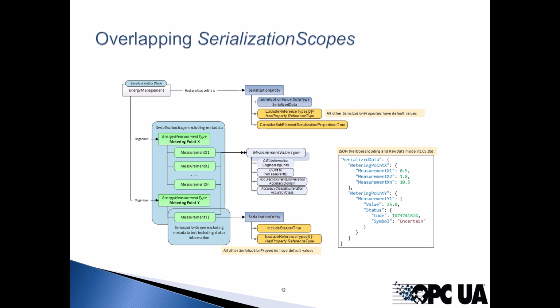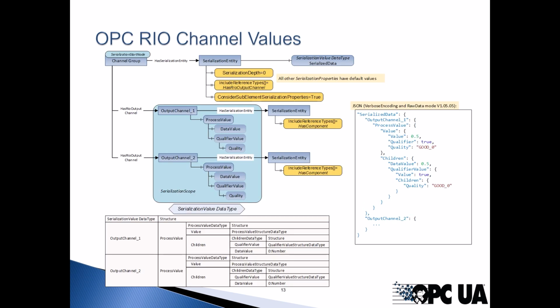Here can be seen how nested value trees are mapped into nested structures. The serialization entity referenced by the serialization start node directs the serialization process to follow only HasOutputChannel reference types. The serialization process includes a channel object referenced with HasOutputChannel reference types and the components of these objects into the serialization scope, since each channel object references a serialization entity modifying the serialization configuration to include nodes referenced with a HasComponent reference type.